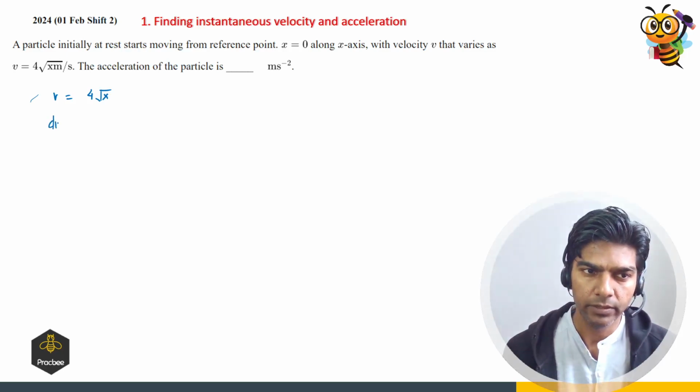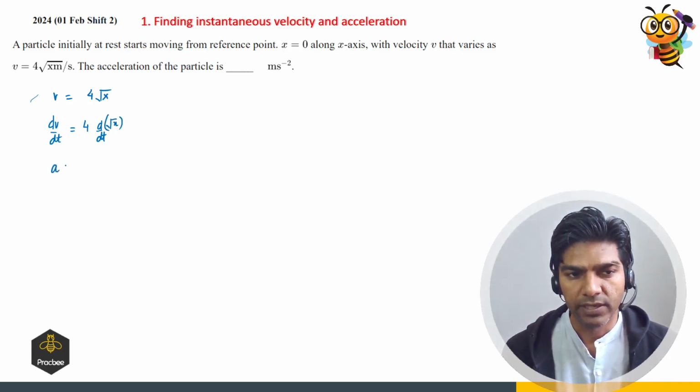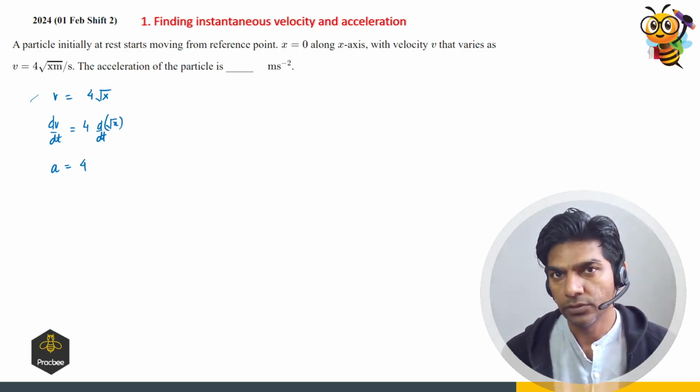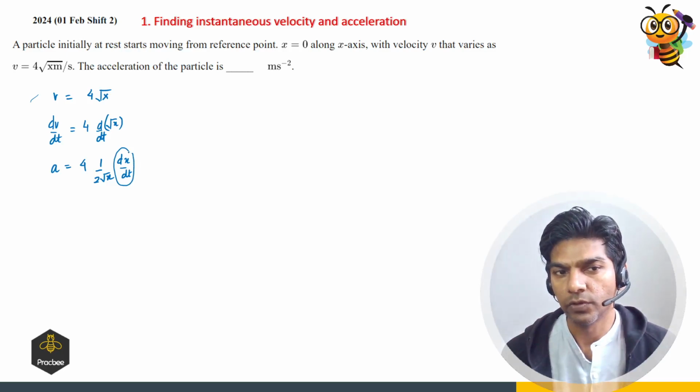So dv by dt equals 4 is constant, so d by dt of root x. So this will give us acceleration. So the differentiation of root x with respect to x is 1 by 2 root x. Then we have to apply the chain rule, then it will be dx by dt. Now this dx by dt is nothing but the instantaneous velocity.